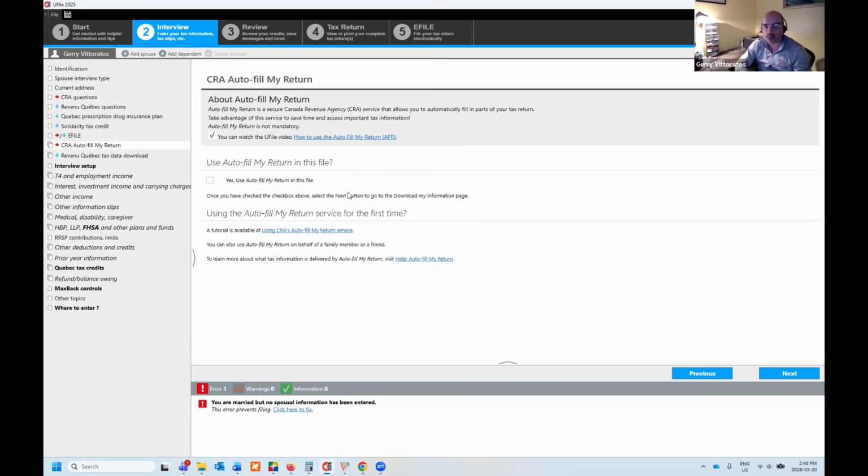Another example why it's so important to have My Account is because it's the only place you can find out what your TFSA room and limit is. The government does not publish your room and limit on your notice of assessment. They publish your RSP room and limit, but not your TFSA room and limit.